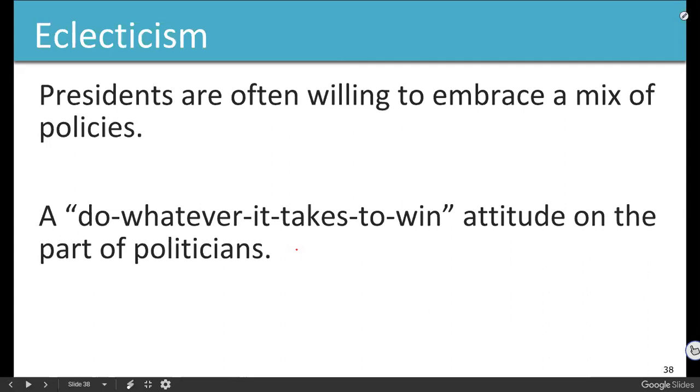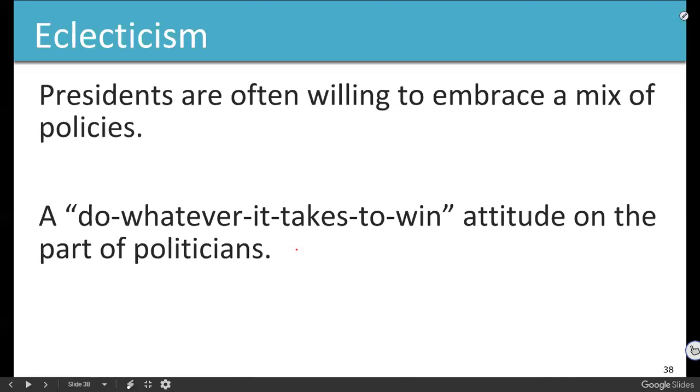Neither the Republicans nor the Democrats in the last 40 years have strictly followed classical or Keynesian economic theory, according to the way we described in the last 30 minutes what they should have done. Because they're doing what's working now.